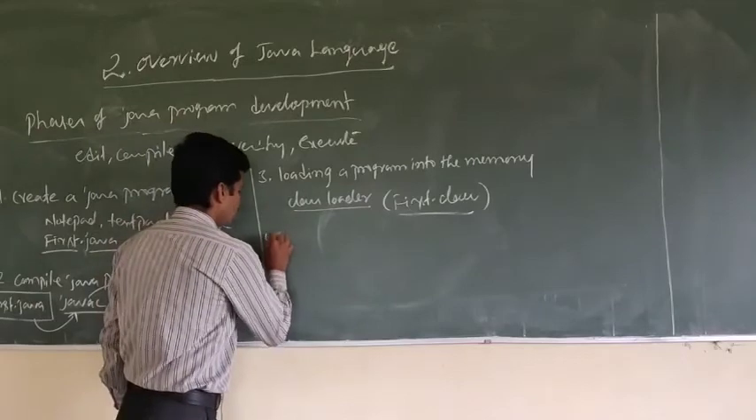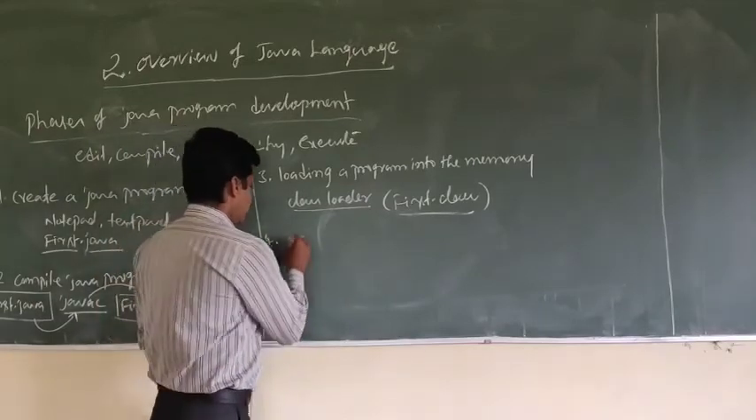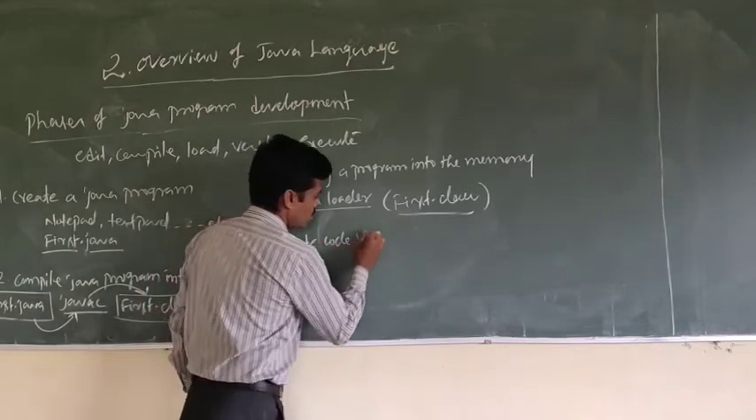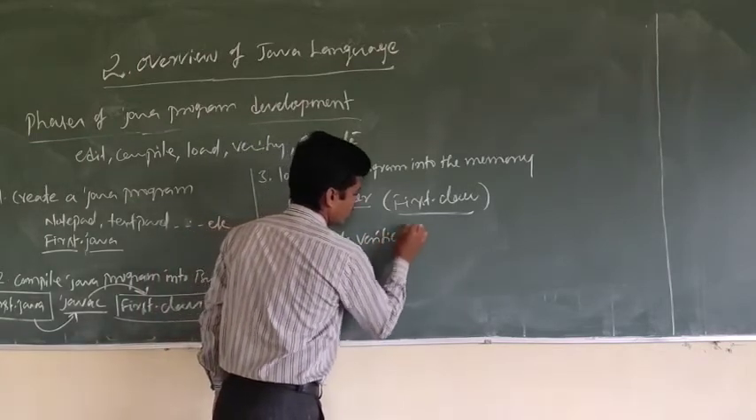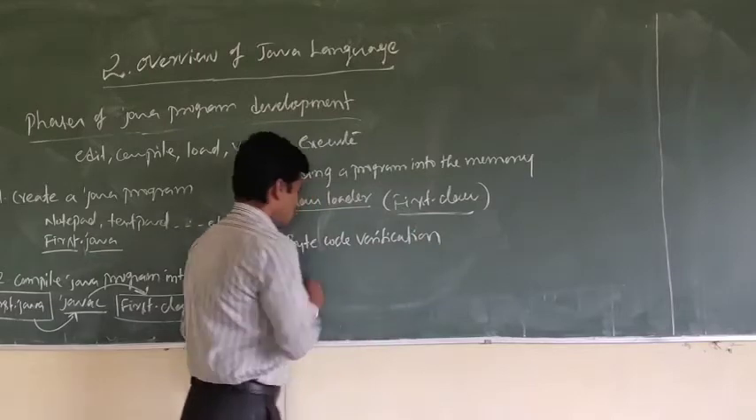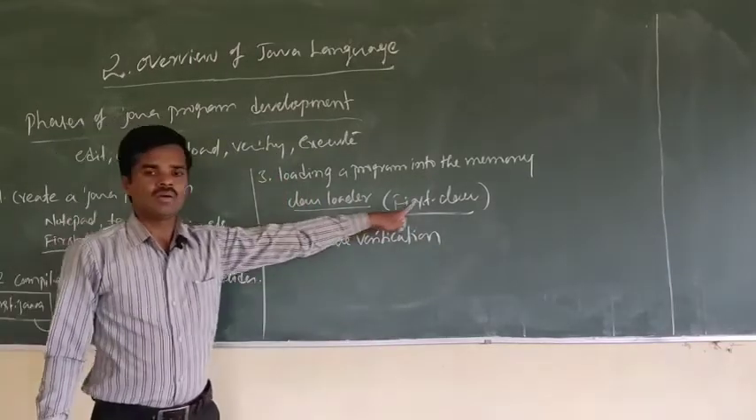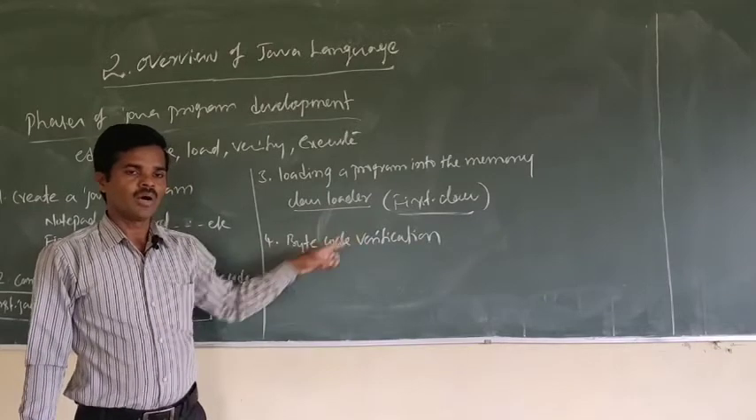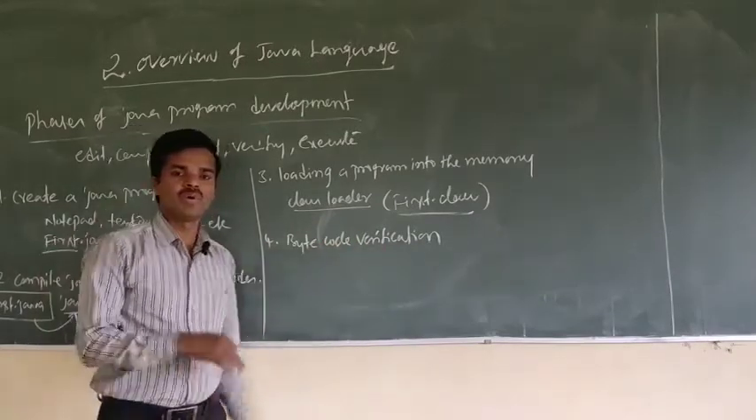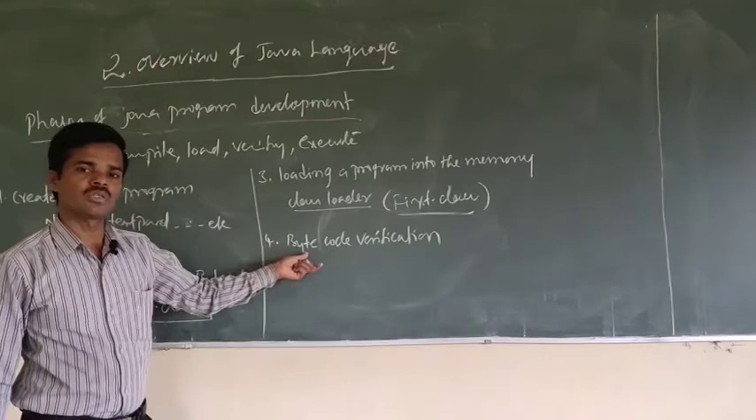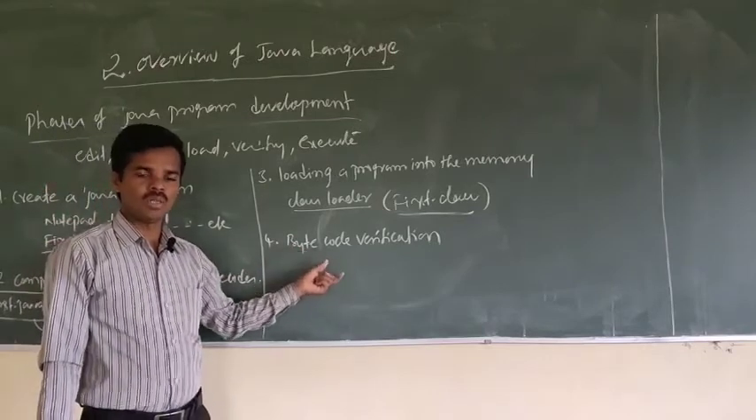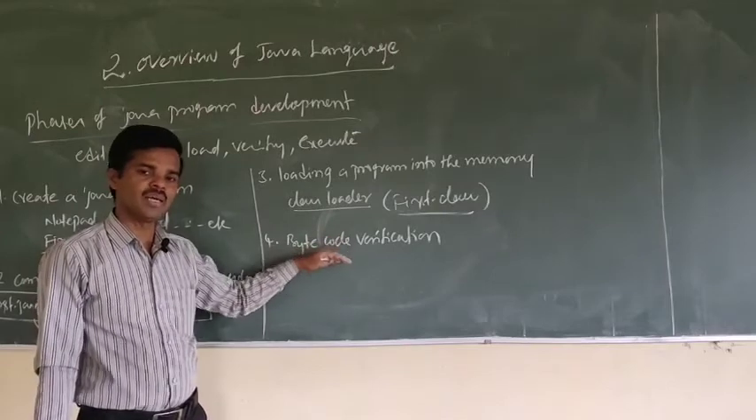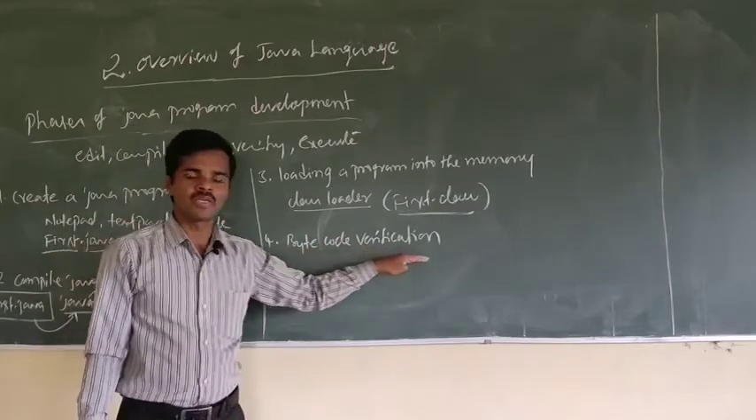Next, fourth one, bytecode verification. Once your .class file is loaded in the main memory, in the RAM, this bytecode verification is going to check whether all your bytecode instructions are proper or not. It will check instruction by instruction, line by line. This bytecode verification will check.